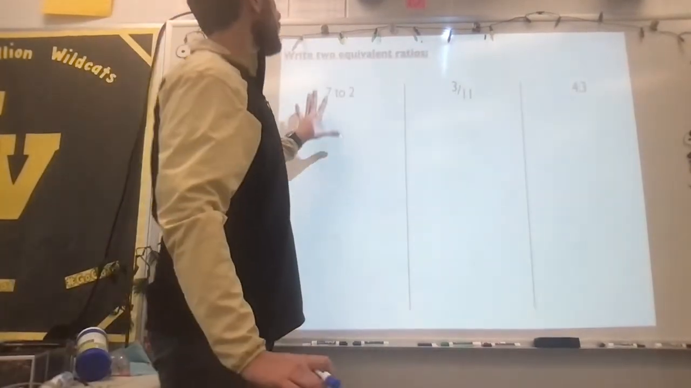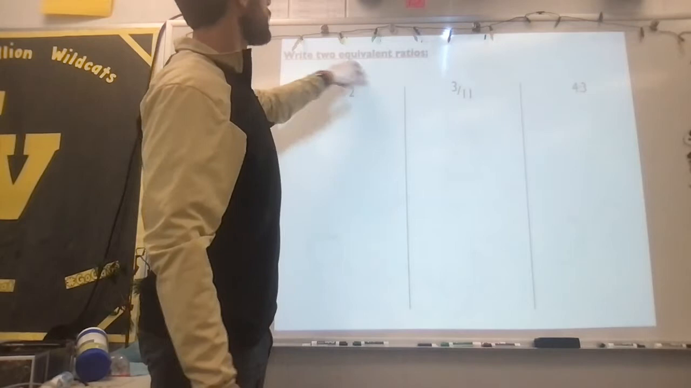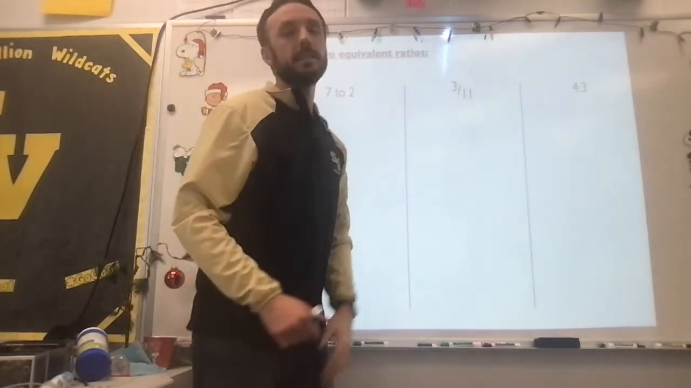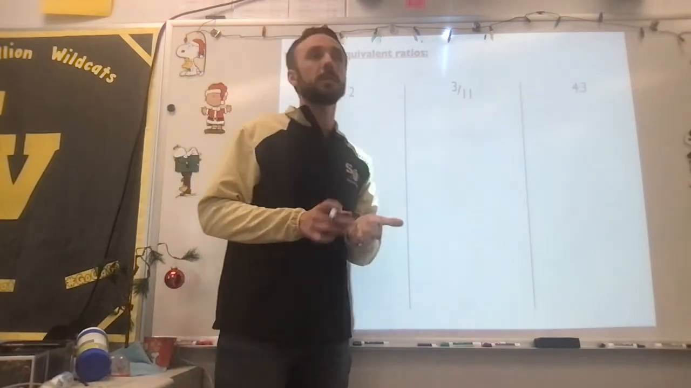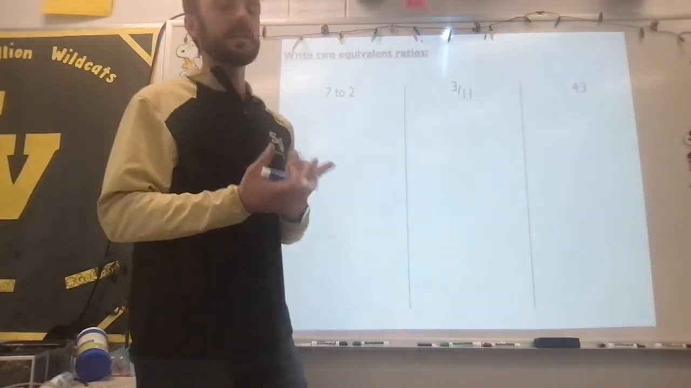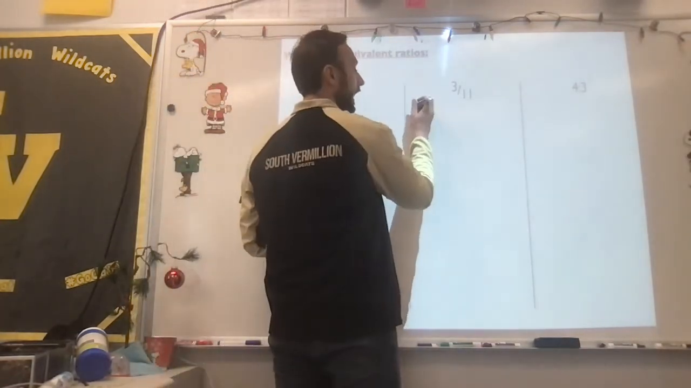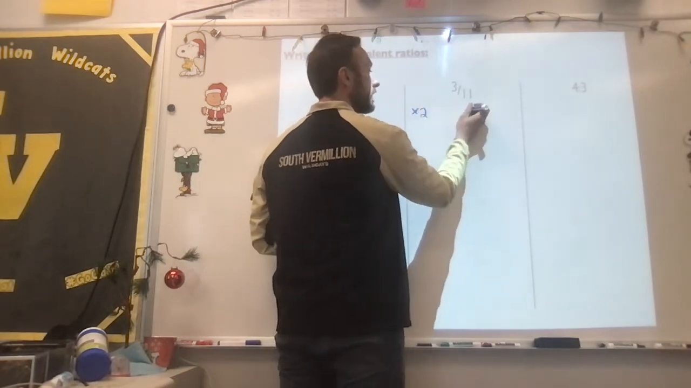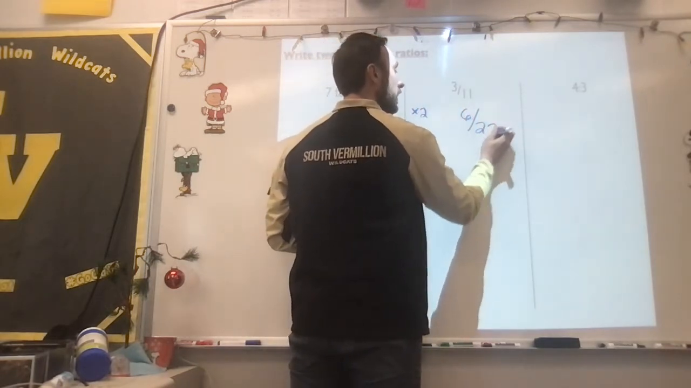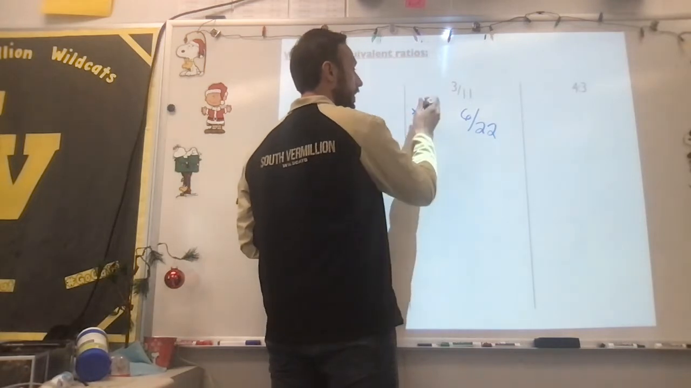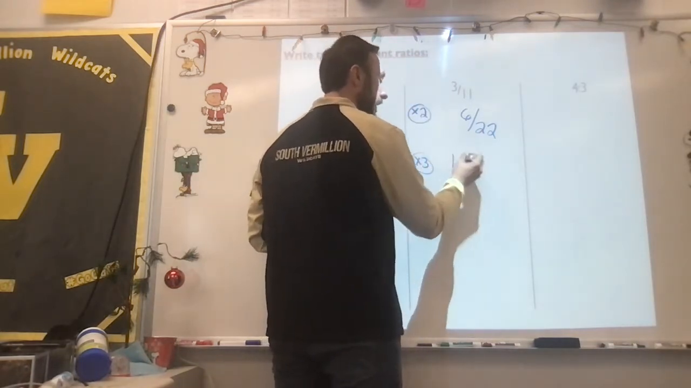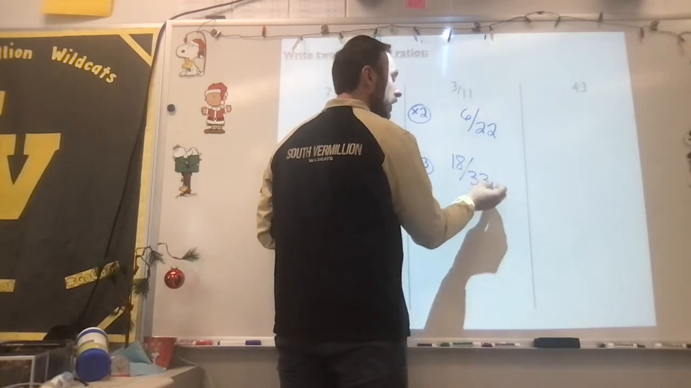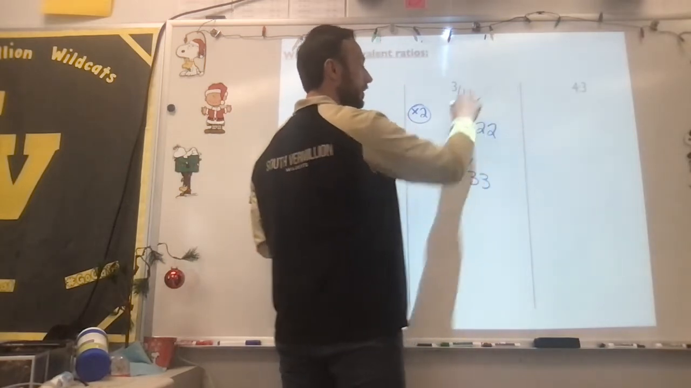So it says write an equivalent ratio, or write 2 equivalent ratios. Let's start with the fraction one. That's the easiest. If you want to write an equivalent ratio, all you have to do is multiply the top number and the bottom number by the same number. So if I multiply both by 2, I'd get 6 over 22. That's one equivalent ratio. And I can multiply them both by 3. That'd be 18 over 33. So here are 2 equivalent ratios.